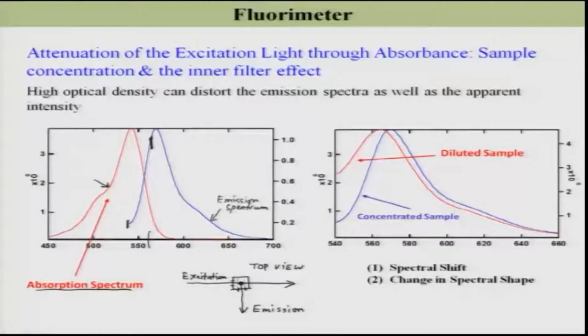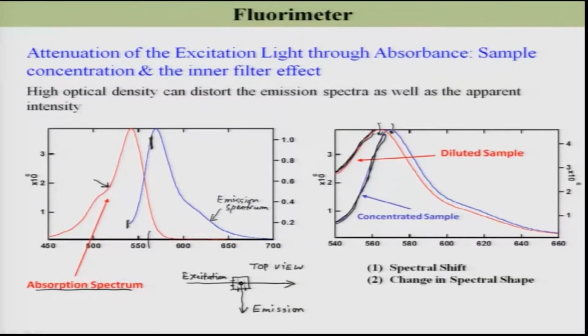Now, if it is not, then there will be a distortion in the emission intensity as I have shown over here. Suppose this is the emission spectra you have recorded. So, you see the intensity around this region is low. When you have diluted the sample, you see the emission intensity increase at this region. When I normalize both of them, there is an apparent shift in the emission maxima.